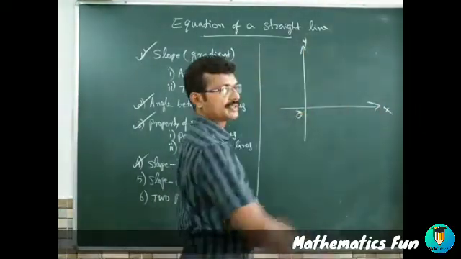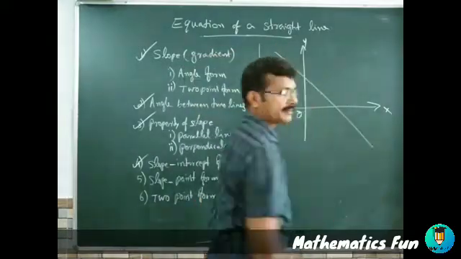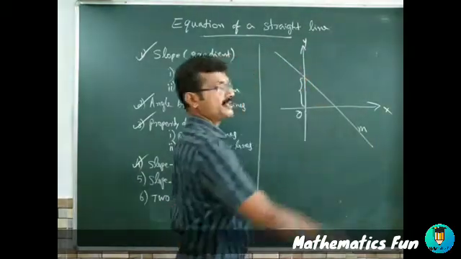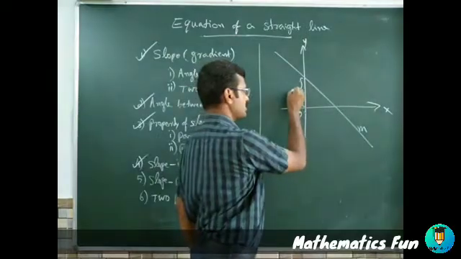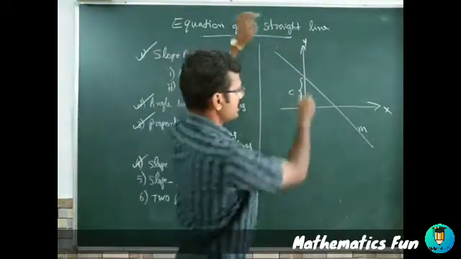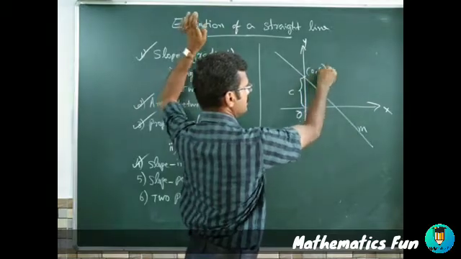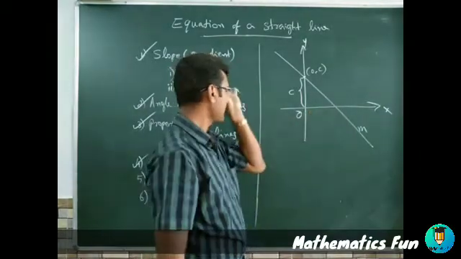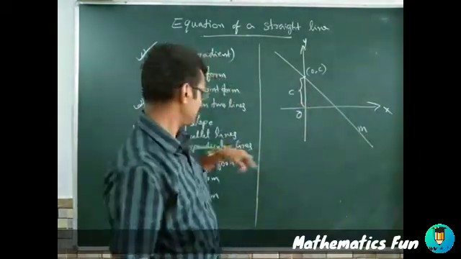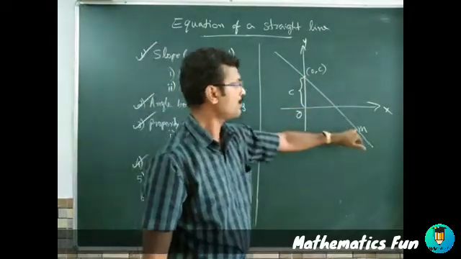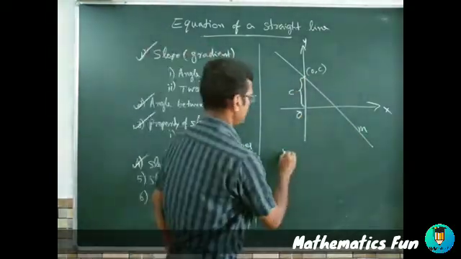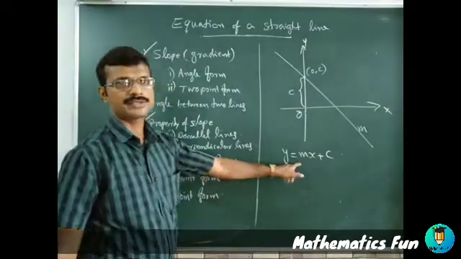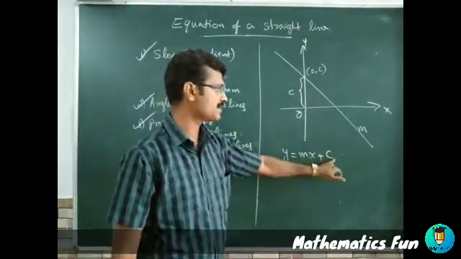X-axis, y-axis. Let this be the line. This line's slope is given, and y-intercept means the point where the line intersects the y-axis. The usual notation for y-intercept is c. This point will be (0, c). This is the y-intercept, and where it intersects the x-axis is known as the x-intercept. Here we are dealing with only the y-intercept. So when slope and y-intercept are given, what is the equation of the line? y is equal to mx plus c. This is also what you studied in standard 10. m is the slope, c is the y-intercept.